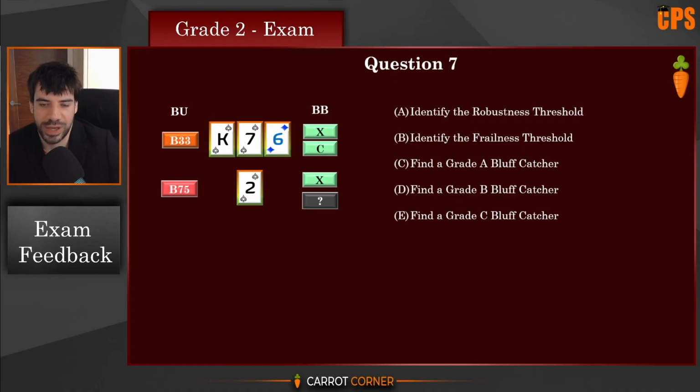B asks you to identify the frailness threshold. This is the point where an unmade hand that would derive its EV from improving or bluffing would want to start calling, and at which point that would become break even. C is about a grade A bluff catcher. That's a hand that's going to beat all bluffs but lose to value bets, but have positive blocker properties. Grade B is similar but with neutral blocker properties, and grade C is going to have more negative properties, unblocking more bluffs and blocking less value.